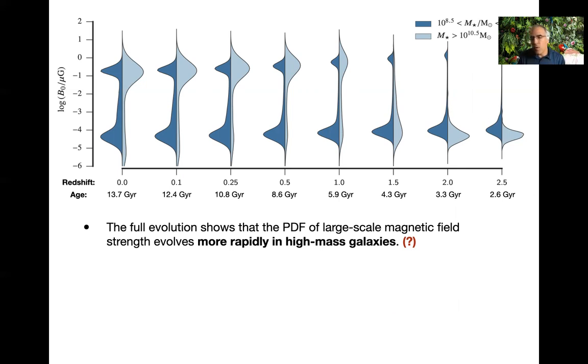Now, there's no one reason for this. We looked at the various parameters and we tried to understand why the evolution is faster in the higher mass galaxies, and it's actually a combination of reasons. So there's no simple explanation for this.